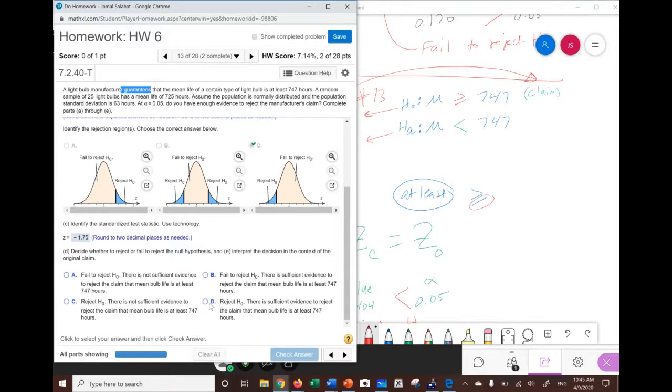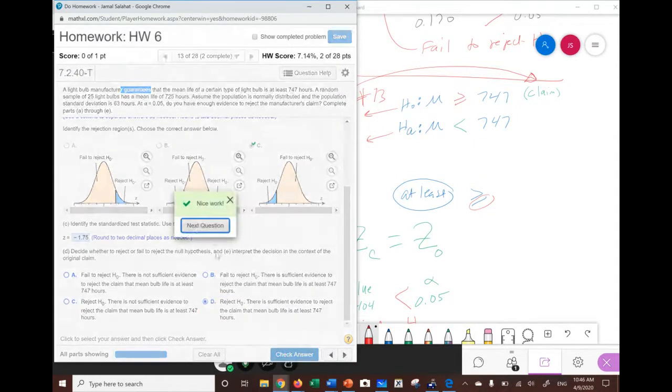So we are between C and D because both of them say reject. In C it says reject H note, there is not sufficient evidence to reject the claim. Now remember, it says not enough evidence to reject the claim, and that is wrong. We have enough evidence. We said reject the claim. So reject H note, and there is sufficient evidence to reject the claim. So that is our answer. And I'm going to stop here with this video.